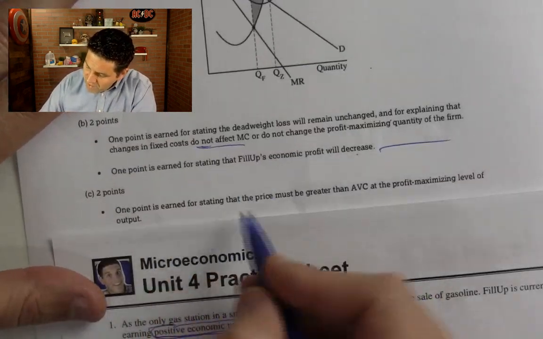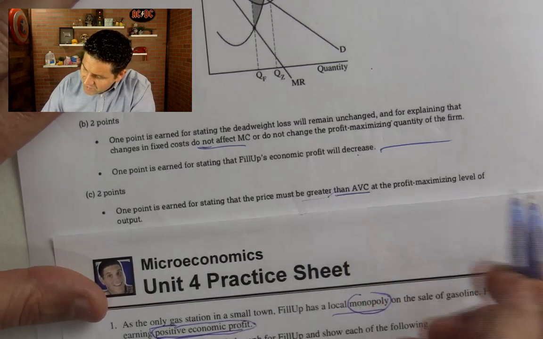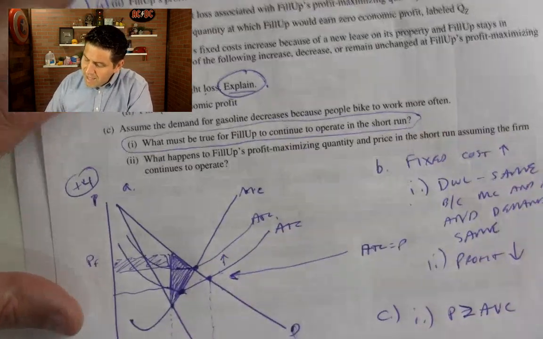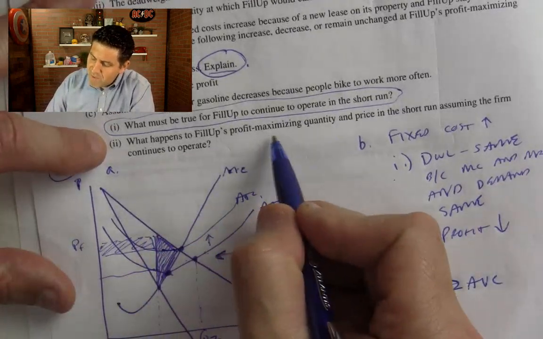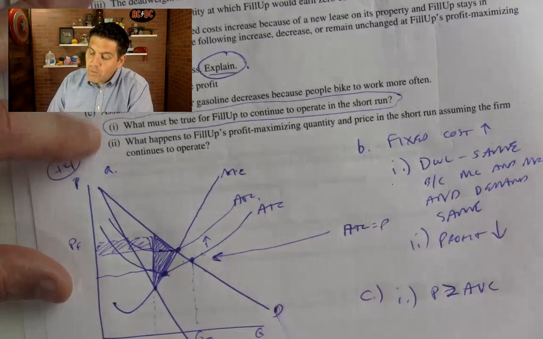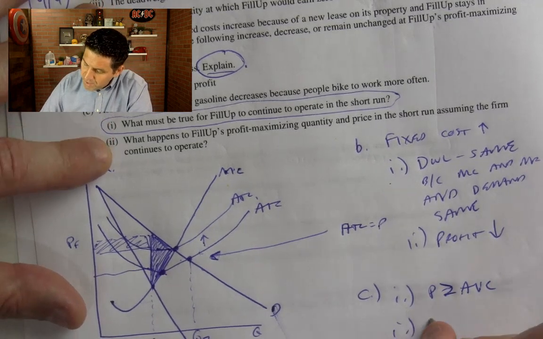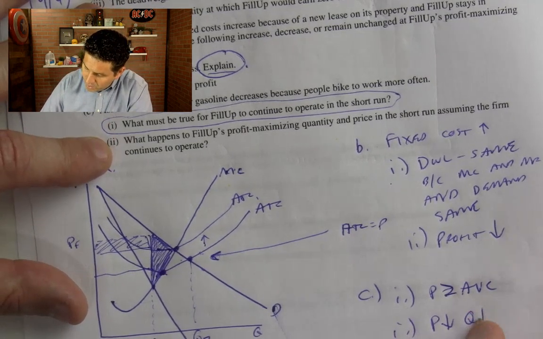1 point for earning that price must be greater than the average variable cost at the profit maximizing level of output. All right, so that works. And the last question: what happens to the profit maximizing quantity and price in the short run, assuming firms continue to operate? The price will go down, the quantity will go down.